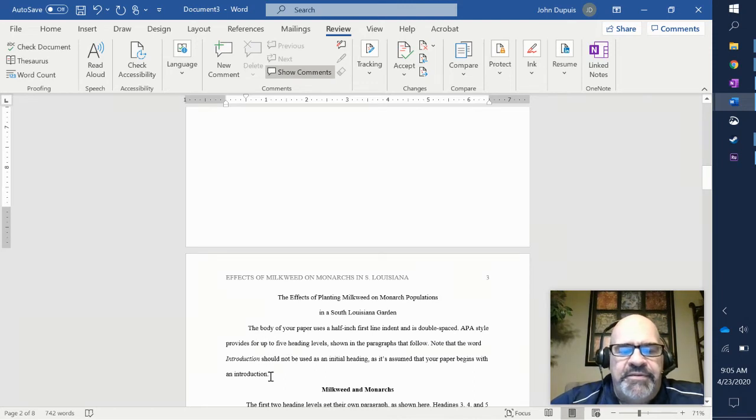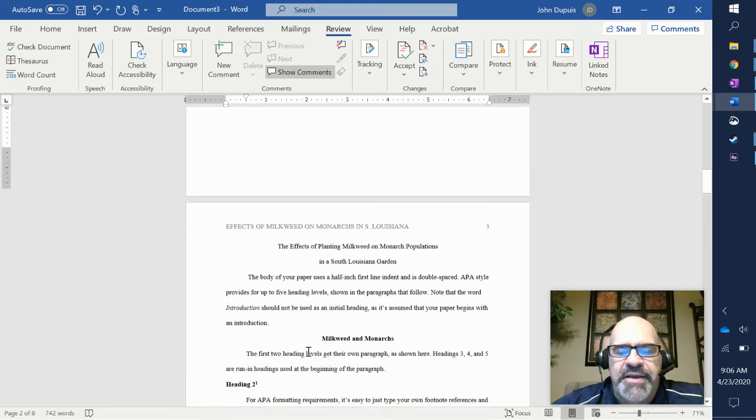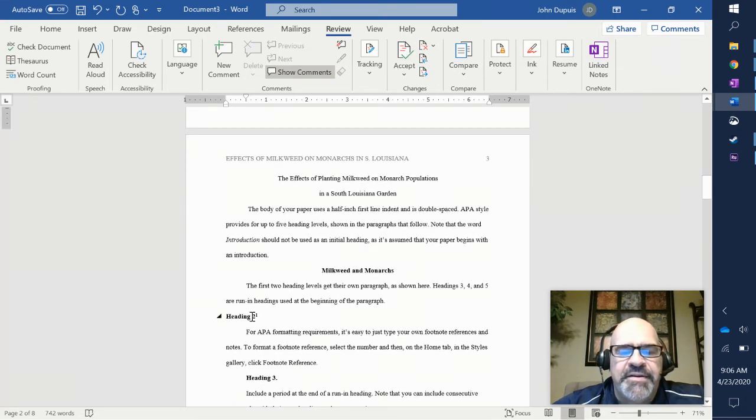Now, leave this as it is, and I want you to read it and understand. The body of your paper uses half-inch first line indent and is double-spaced. APA style provides for up to 5 heading levels. You probably will not get into 5 heading levels, but you need to know there are multiple levels of headings. You see how this looks different here, here, and here. Your instructors next year and thereafter may be looking for multiple headings. The word introduction should not be used as an initial heading. So this should not be introduction. You see how this gives you a lot of good tips?